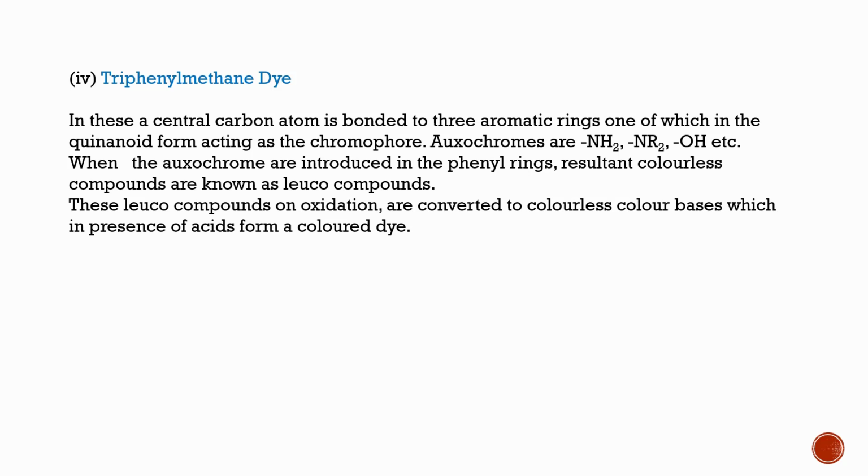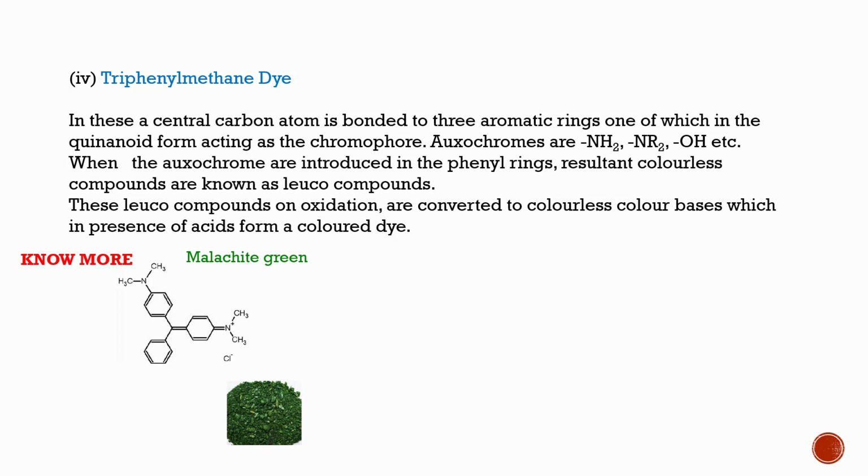Triphenylmethane dyes. Now we saw diphenylmethane dyes in which the central carbon is attached to two aromatic rings, one of which is in the quinonoid form. In triphenylmethane dyes, the central carbon atom is bonded to three aromatic rings, one of which is in the quinonoid form, which is acting as the chromophore. Oxochromes are NH2, NR2, OH, etc. Now, when the oxochromes are introduced in the phenyl rings, the resultant colorless compounds are known as the leuco compounds. These leuco compounds on oxidation are converted to colorless color bases, which in presence of acids form a colored dye.